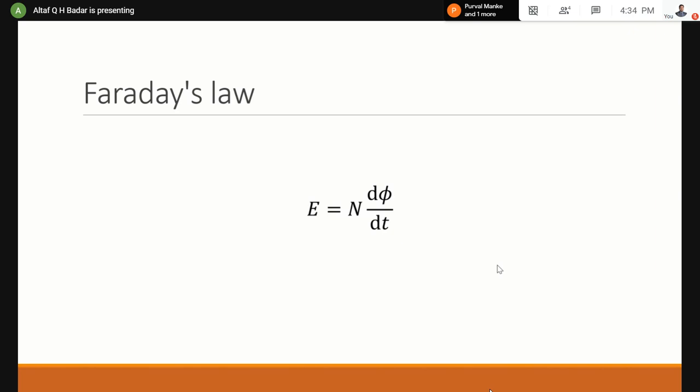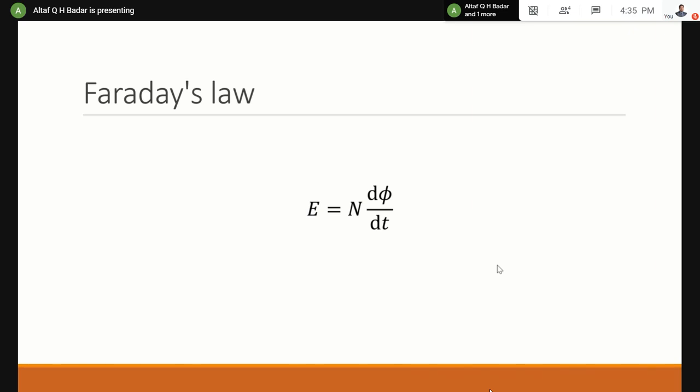We cannot go into all of them, but there are at least two laws. The first law says that any change in the magnetic field of a coil of wire will cause an EMF to be induced in the coil. So that means if there is a change in magnetic field, this EMF is induced, and it is called an induced EMF.